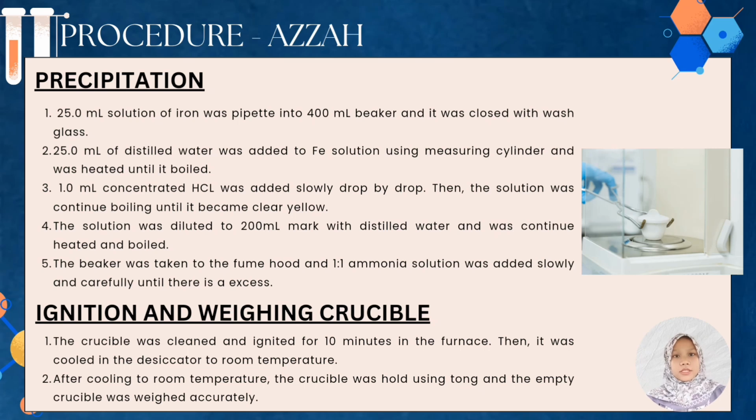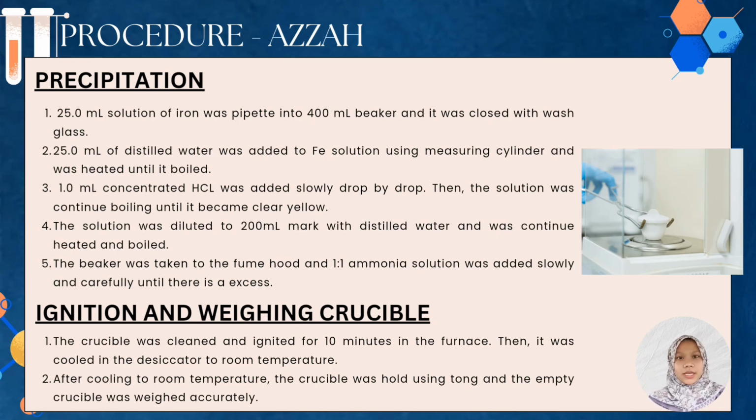Step number 4, the solution was diluted to the 200 ml mark with distilled water and was continued heated and boiled. Last step, the beaker was taken to the fume hood and 1 M ammonia solution was added slowly and carefully until there is an excess.